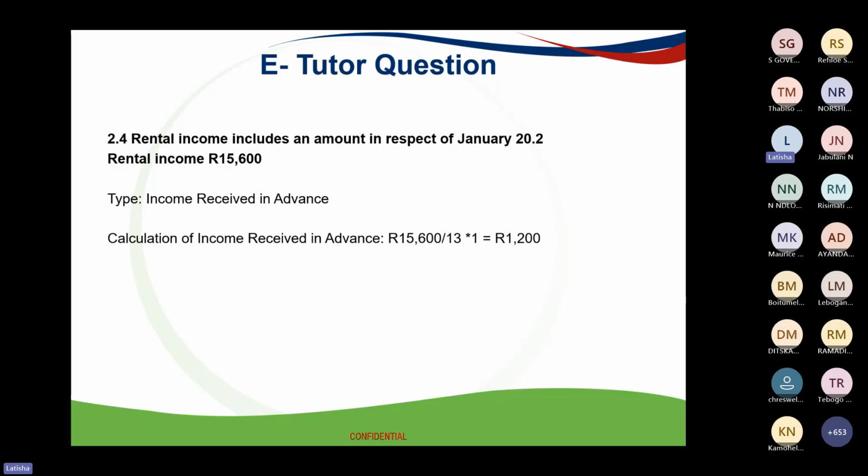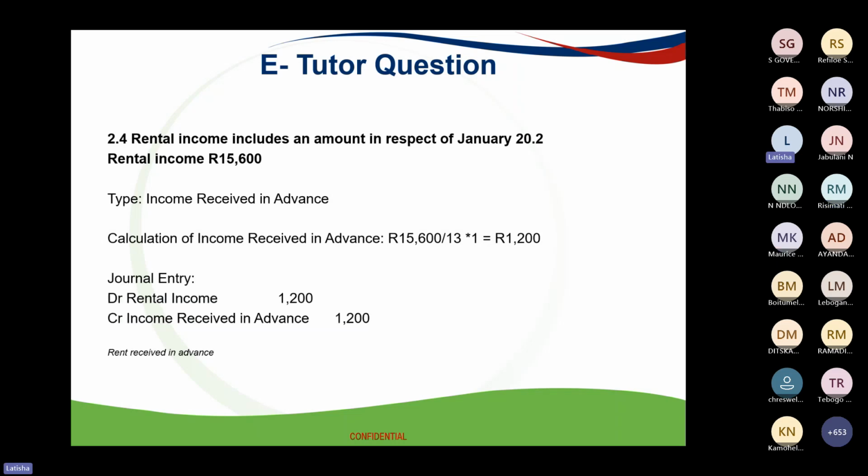What we now need to do is only remove 1 month because the 12 months that are recorded is correct. We should have recorded that rental income. So we need to now remove the 1 month that shouldn't be there. And that is why the calculation says 15,600, which is for the full period, divided by 13, because we've been paid for 13 months, times 1, because it's only 1 month that's paid in advance. That's 1,200 Rand. So of the 15,600 Rand, 1,200 relates to the following year, and therefore we have to remove it from our income.